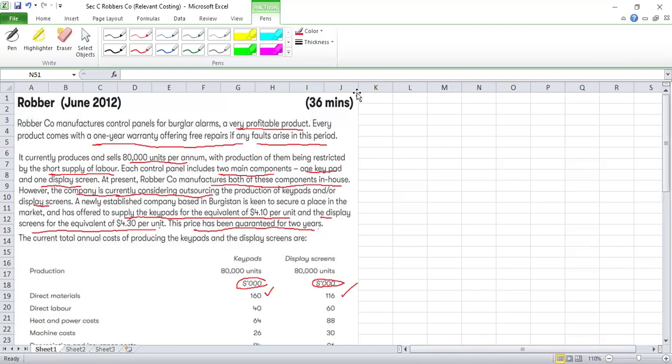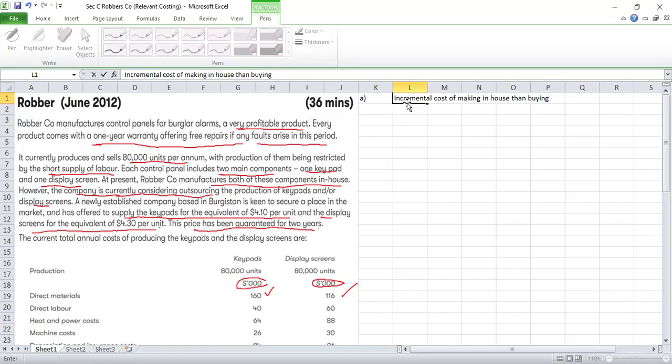So we are going with the part A, starting with part A. We will calculate what we will say incremental or additional cost of making in-house than buying.